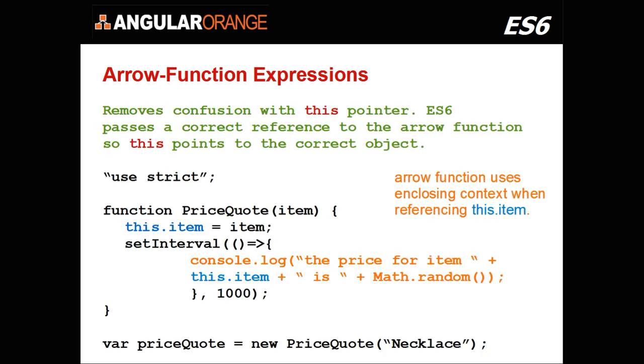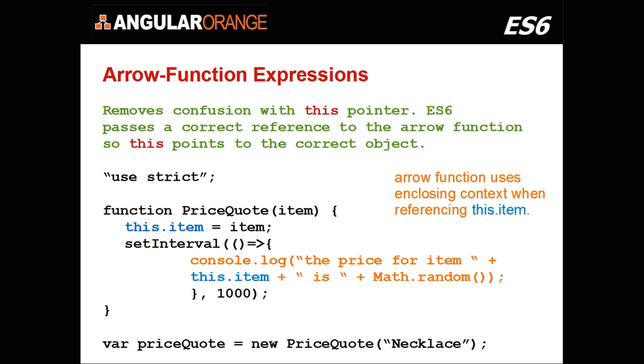The arrow function expression also removes confusion with the this pointer. ES6 passes a correct reference to the arrow function, so this points to the correct object. So for example, suppose we have a price quote. We pass an item, and we say this dot item is equal to item.